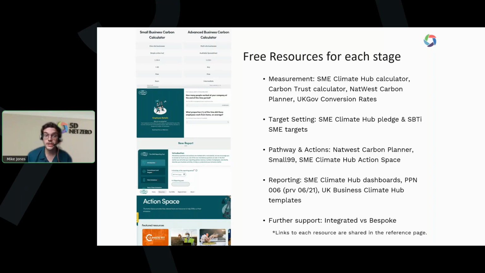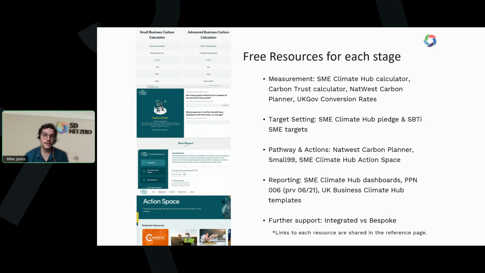And you can also do all of this yourself. The larger, advanced business carbon calculator is a good template from the SME Climate Hub. But you can use the UK government conversion rates. They're publicly available and free, and it can feel overwhelming at first, but once you start getting your head around it, there is again guidance on the SME Climate Hub and the UK Business Climate Hub on how to utilize those.